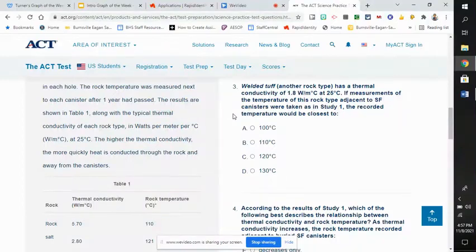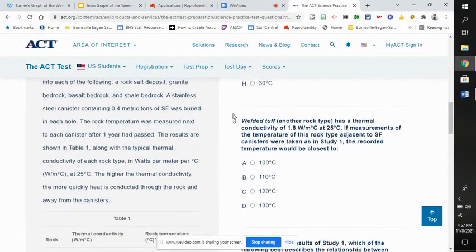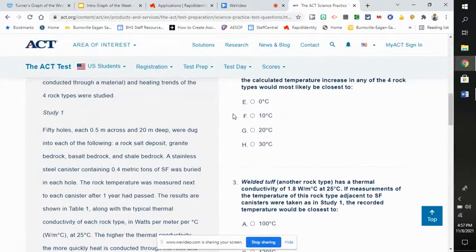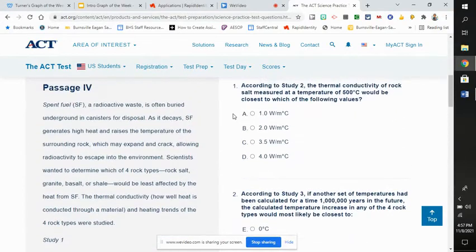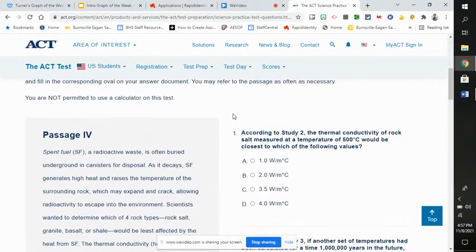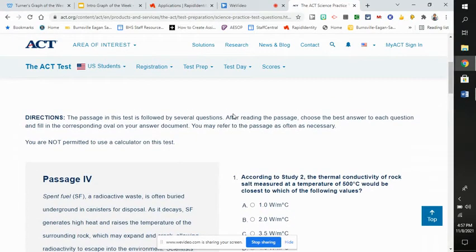Hey everyone, what I'm showing you here is an ACT test example. This is a passage from the ACT test. Now, you may have taken the pre-ACT test recently, and the pre-ACT test had questions like this as well. This is the science portion.